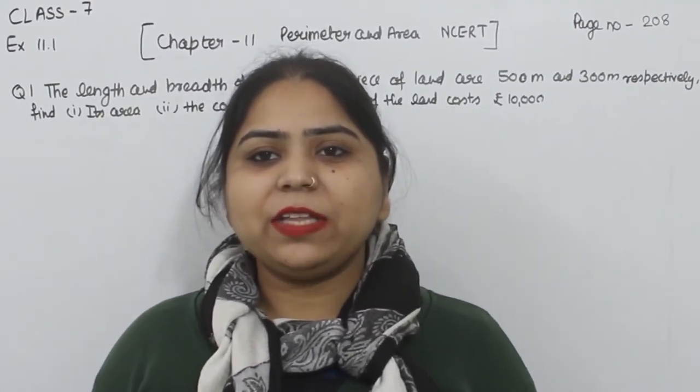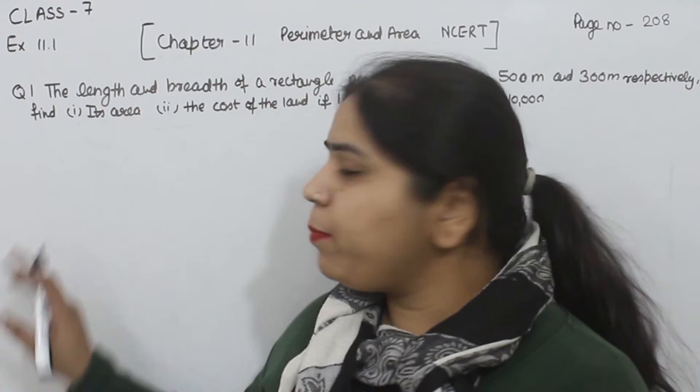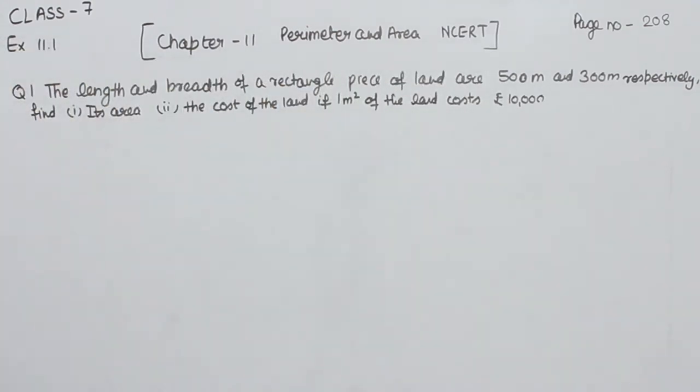This is Preeti. We are here with another exercise, exercise 11.1, page number 208, question number 1. The length and breadth of a rectangular piece of land are 500 meter and 300 meter respectively. Find its area and the cost of the land if 1 meter square of land costs rupees 10,000.